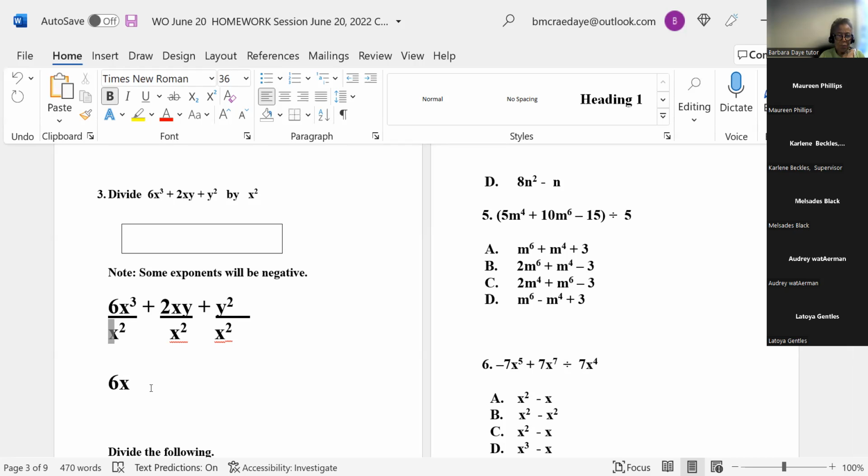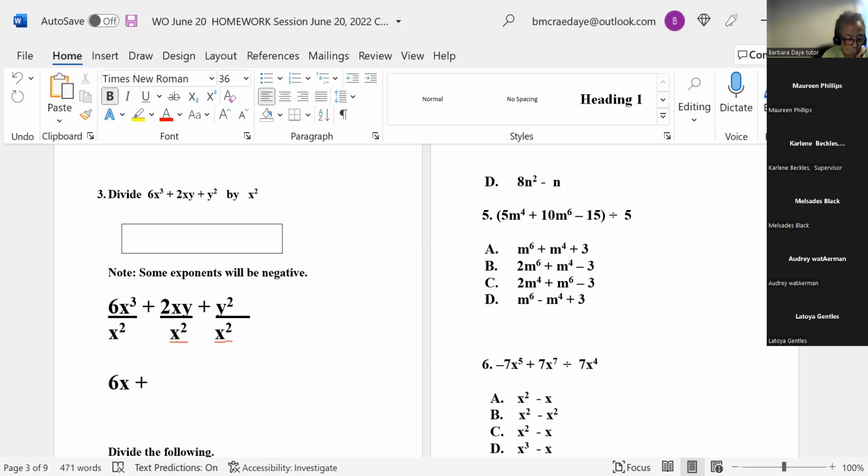Okay, so far. Okay, so you know how Audrey got 6x, right? She divided the coefficients and then she divided the exponents. And the rule when you divide the exponent is subtraction. Subtract the exponent of your denominator from the exponent of your numerator. Okay. Let's go to the next one. Okay, Audrey, what do you get for the next one?